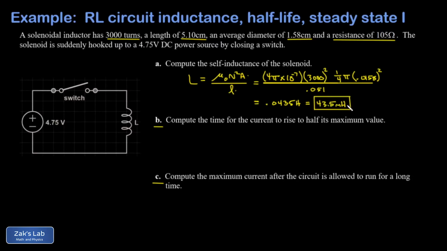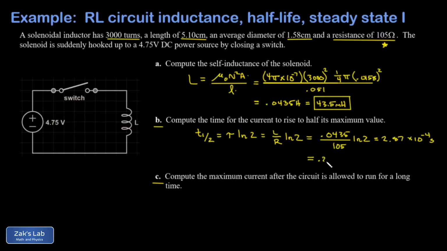Next, I want the time for the current to rise to half its maximum value. In other words, I want the half-life for this circuit. And I'll post a link to the video where this was derived. The half-life is given by tau natural log 2, where that tau is a time constant given by L over R for the circuit. We plug in our inductance of 0.0435, and then the coil itself has resistance that was given as 105 ohms. And this gives me 2.87 times 10 to the negative 4 seconds. Or I could write that as 0.287 milliseconds.